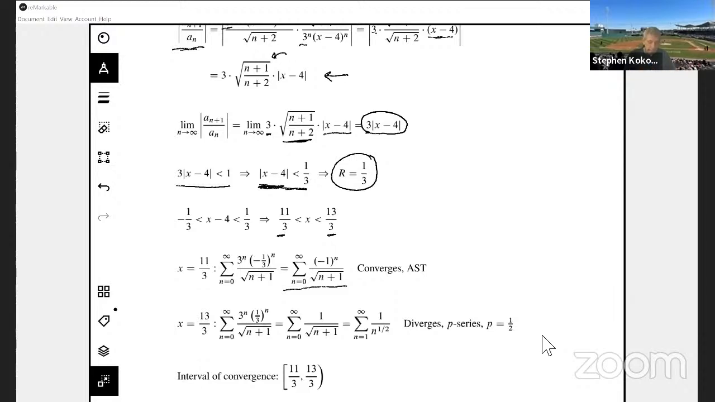I'm going to plug in an x equal to 13/3, and this time I got, oh boy, how about this one? This is a nice problem. A 1 divided by n to the 1/2, and we recognize that as a p-series, and that diverges because p is equal to 1/2. So this might look a little cumbersome, but the interval of convergence here would be closed on the 11/3 end and open on the 13/3 end. There's the interval of convergence.